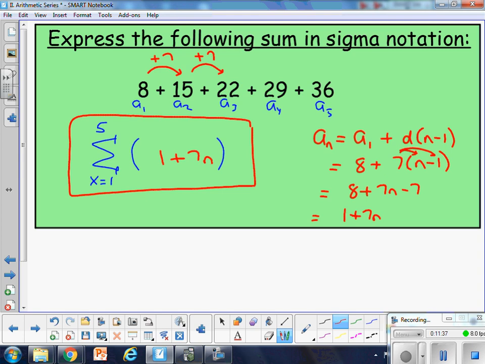Okay, so just a couple options. So feel free to use sigma notation to do any of the sum problems, and it should help you out and save some time. All right.